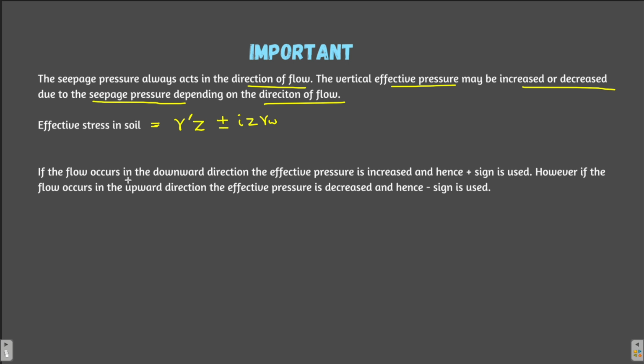If the flow occurs in the downward direction, the effective pressure is increased and hence plus sign is used. However, if the flow occurs in the upward direction, the effective pressure in the soil is decreased and hence negative sign is used.